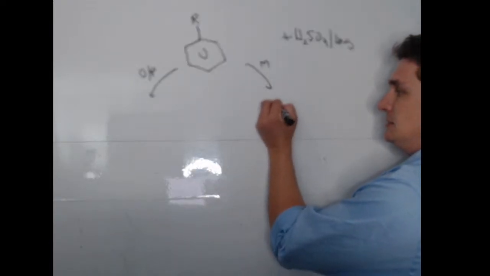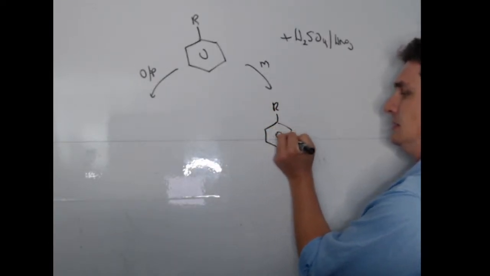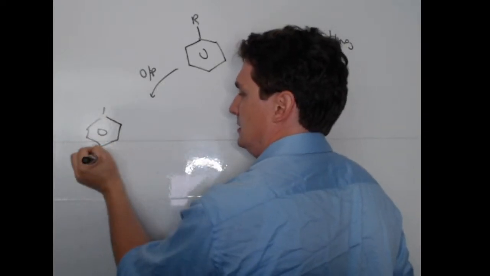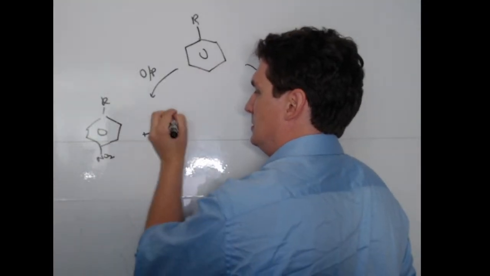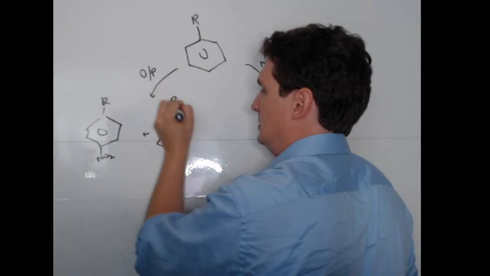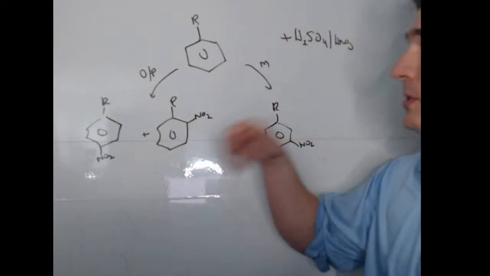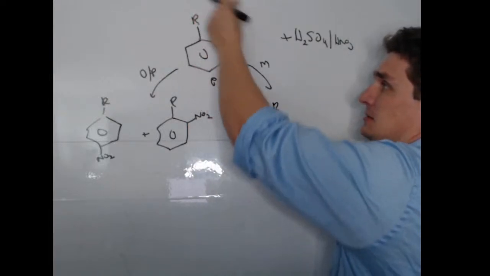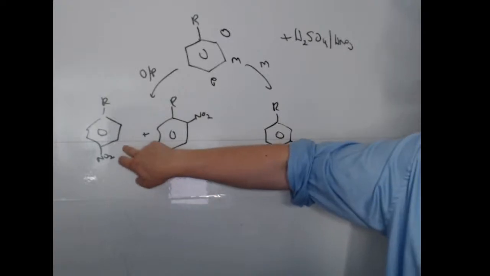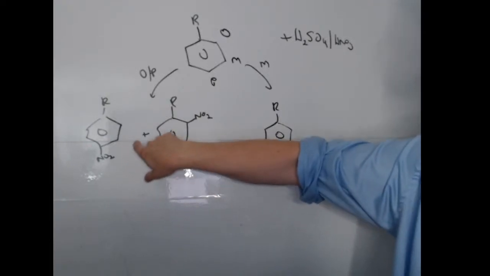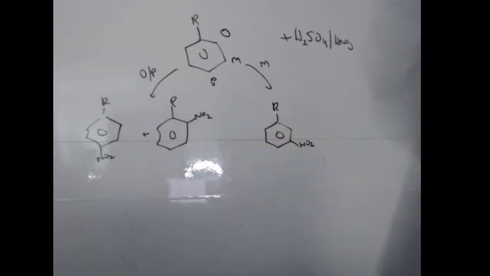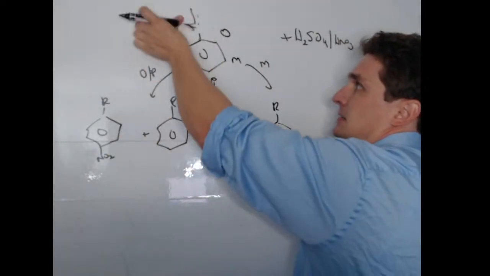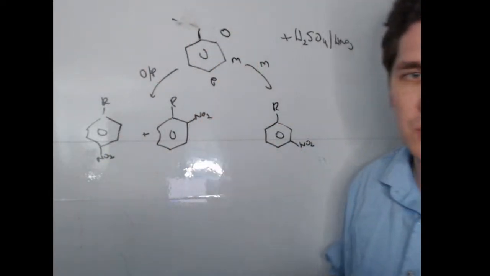If it's a meta-director, you'll get the meta product. If it's ortho-para, you'll get it in the ortho or para positions. The way I remember ortho-para is ROMP, R-O-M-P. Now, this will be the majority product by sheer merit of sterics, but you will produce both products, particularly if R is not a big group. So if R was like tert-butyl, you'd exclusively get the para product. If your R group was toluene, you would definitely get ortho-para positions.